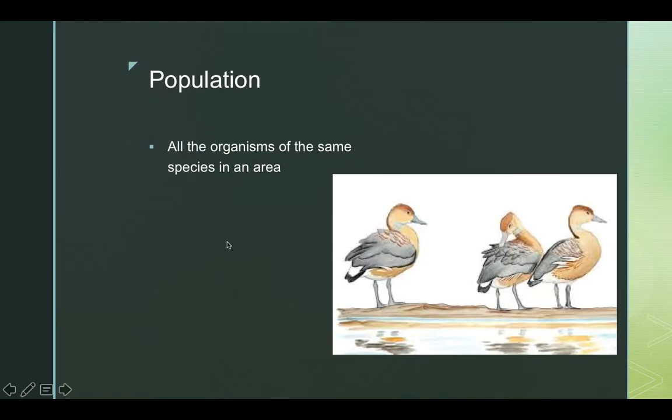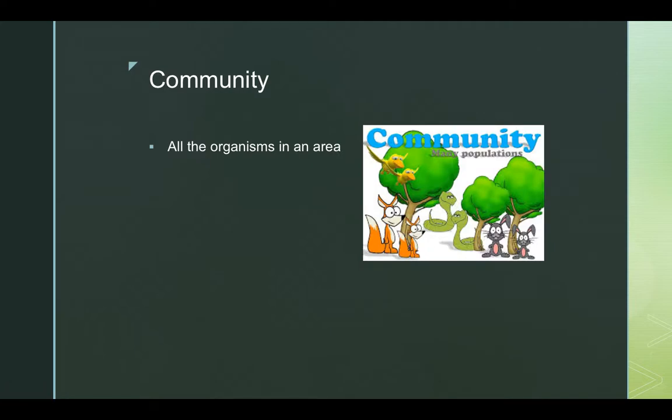Population. It's all the organisms of the same species living in an area. So instead of one duck that was in your center circle, draw several ducks or whatever organism you picked to draw. Community. It's all the organisms in an area. So now we've got our ducks, but we might also include foxes, definitely include some trees, maybe some snakes and bunnies.